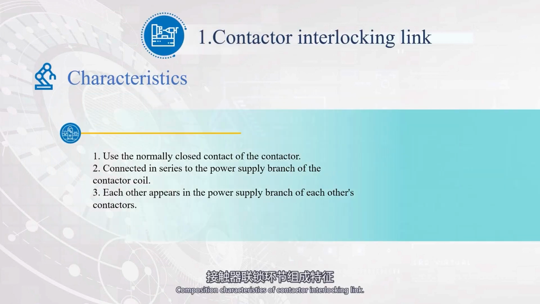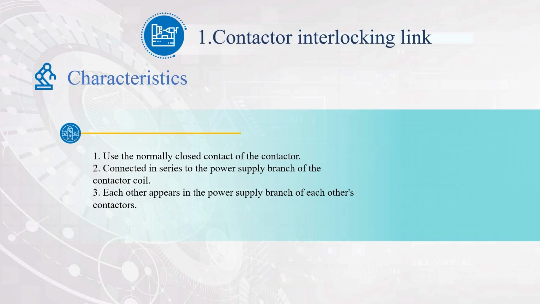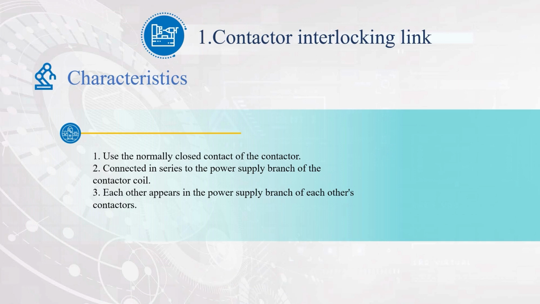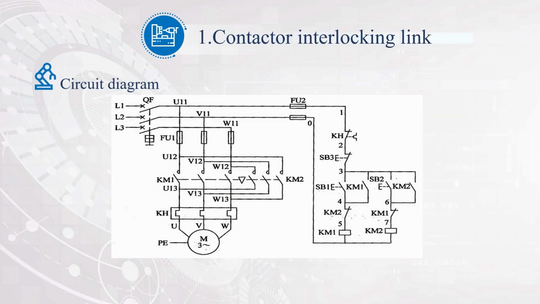Composition characteristics of contactor interlocking link. 1. Use the normally closed contact of the contactor. 2. Connected in series to the power supply branch of the contactor coil. 3. Each other appears in the power supply branch of each other's contactors. The above is the relevant knowledge of fuses.